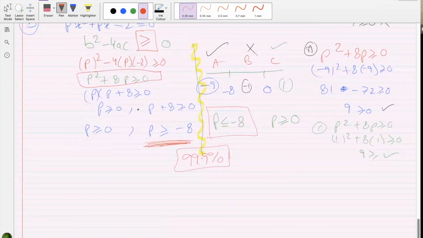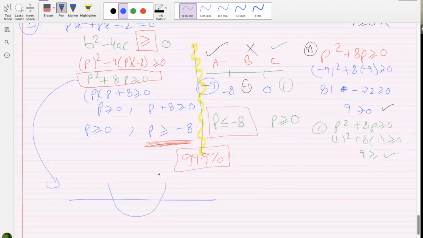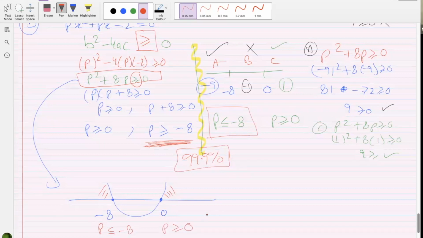The other way to check it is you draw a line and we see that the coefficient of the squared term is positive. So it is a smiley face. The other thing, we have these two values. One was 0. This was minus 8. And this sign is greater than 0. Greater than 0 means the shaded region lies above the line. So we have two split answers. So just by looking at it, I can say P is less than or equal to minus 8 and P is greater than or equal to 0. So the sign of this inequality, which we just algebraically solved, changed.